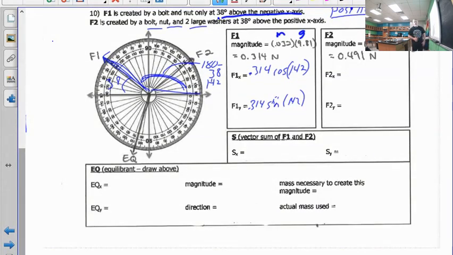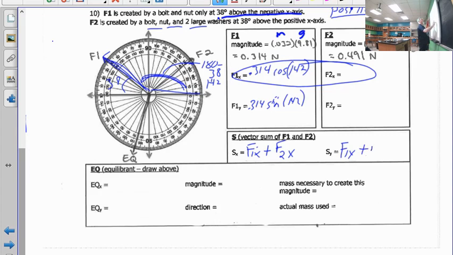Then we have to add our vectors together. How do we add our vectors together? The x component of our sum is simply F1x plus F2x. We just add the two x components together. That gives us the x component of our vector sum. Similar with our y's: F1y plus F2y. Okay. Easy enough how to do our vector sums.